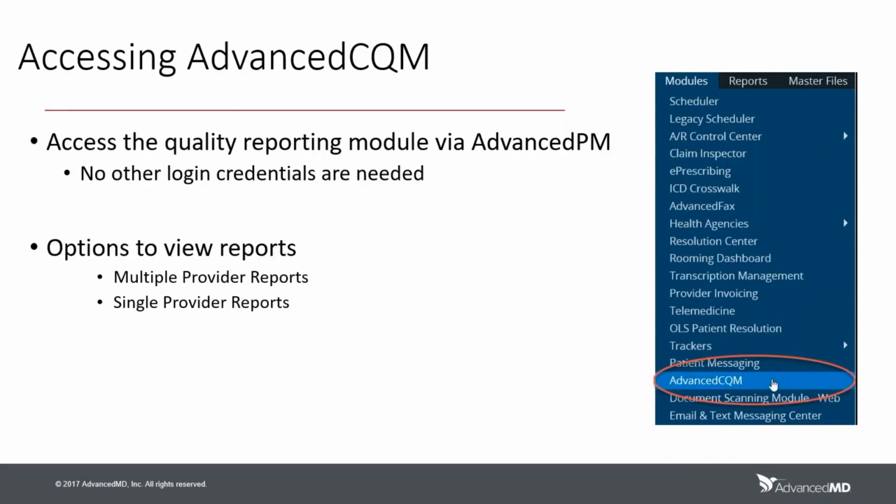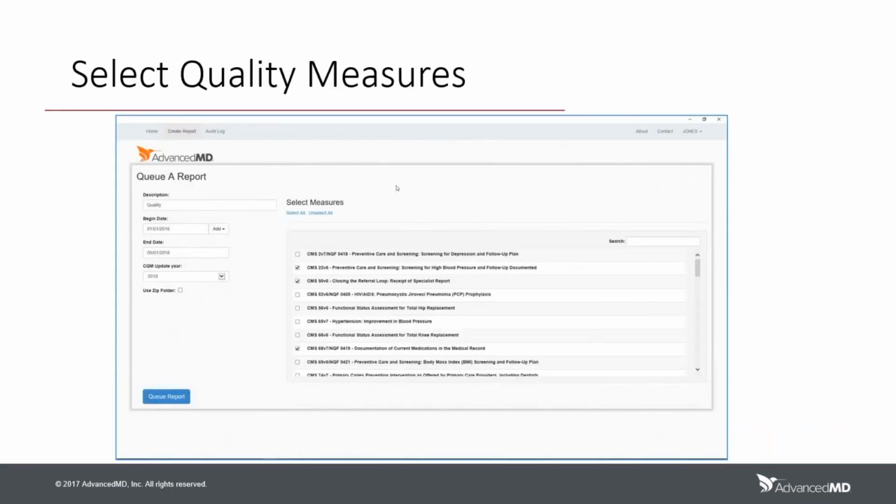There's different ways to view the reports. As mentioned, a single view, a multiple provider view, and both of those are easily managed in the user role setup. So once you open AdvancedCQM, before you can run and view a report, you will need to select the quality measures. Within the program, you have the option to pre-select the measures or just add the measures when you create a report. As Deb mentioned earlier, there are 54 EHR measures to select from.